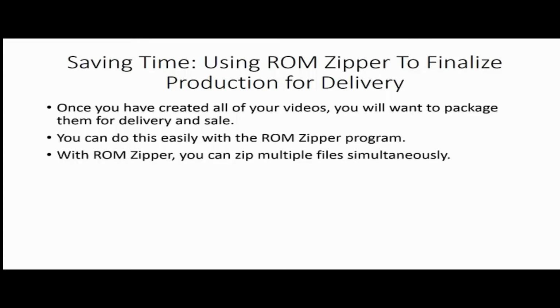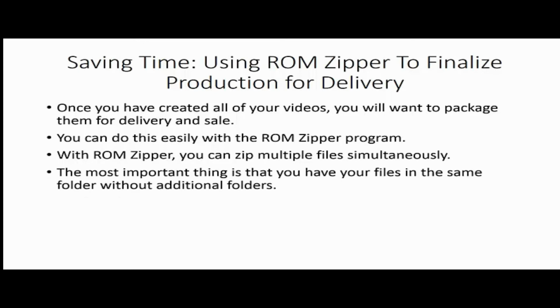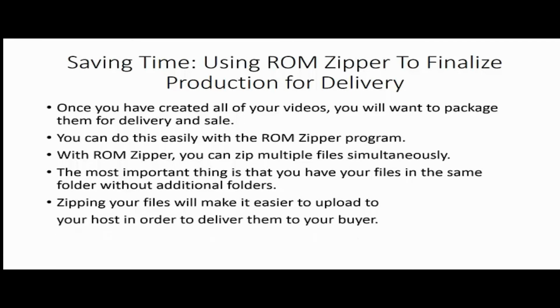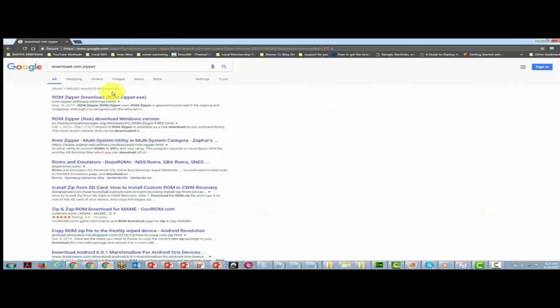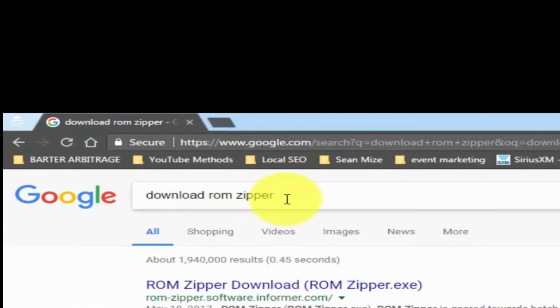Now, with ROM Zipper, you can zip multiple files simultaneously. And the most important thing is that you have all your files in the same folder without any additional folder. Now, what this does is this makes the batch job that you just did easy to zip and easier to upload to your host in order to deliver them to your buyer. You can find ROM Zipper by just Googling download ROM Zipper. It is a free program.